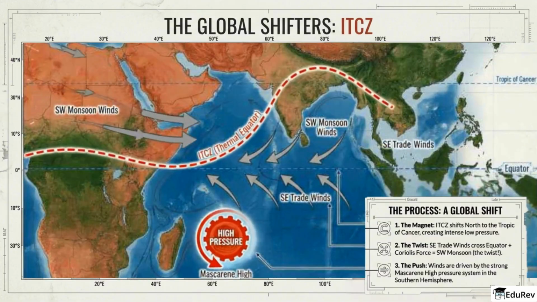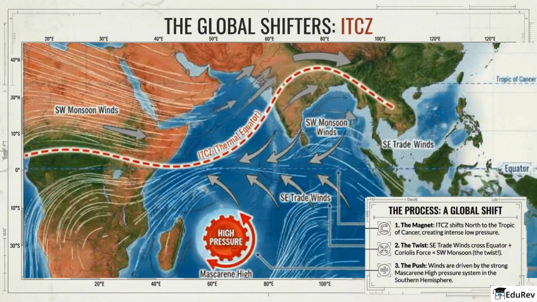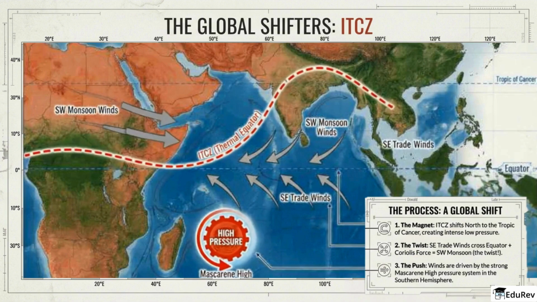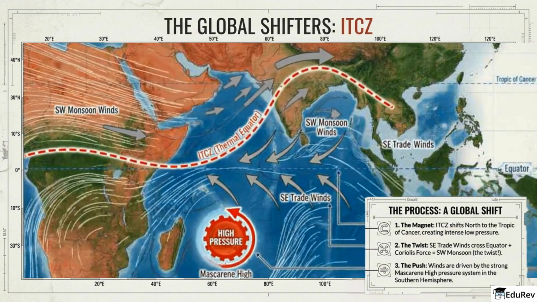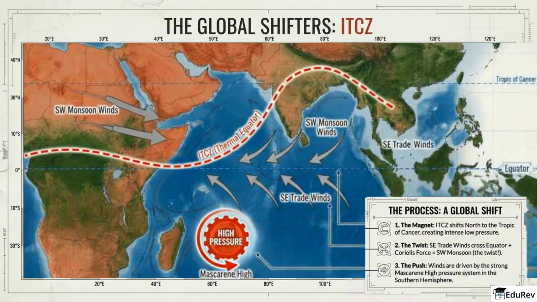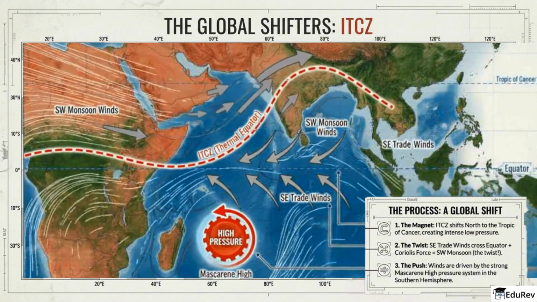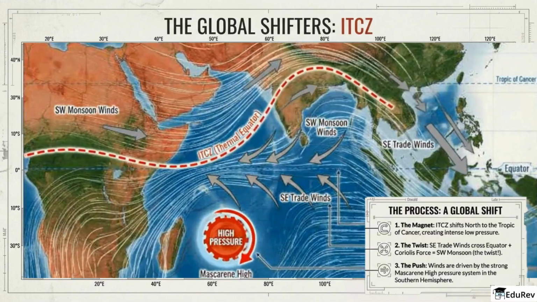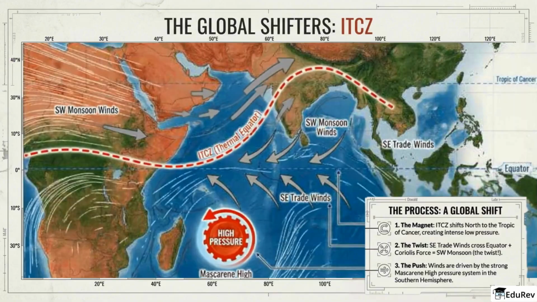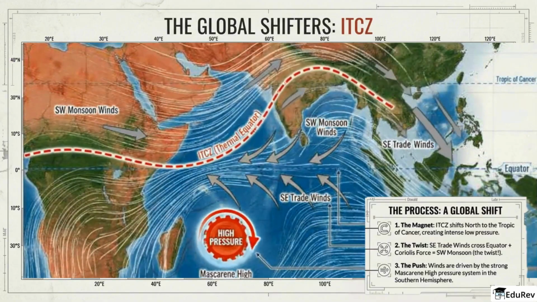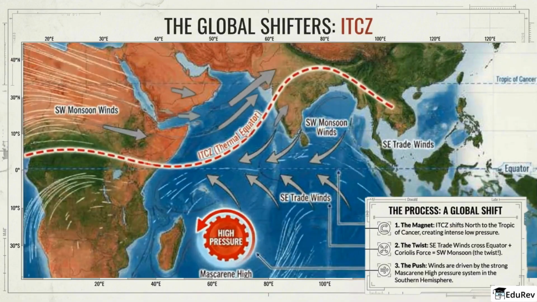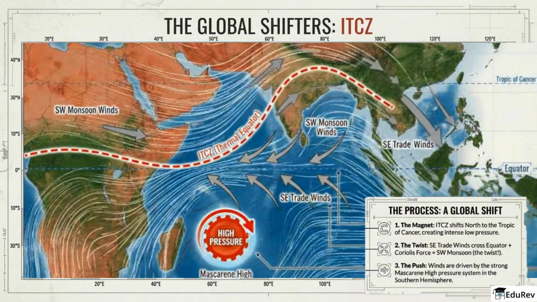Now comes the twist. The southeast trade winds cross the equator. Due to the Coriolis force, the deflection caused by Earth's rotation, they turn right and become southwest monsoon winds. And what pushes them? The Mascarene High, a strong high-pressure system in the southern Indian Ocean. So remember this sequence. Magnet, ITCZ shift, twist, Coriolis effect, push, Mascarene High.